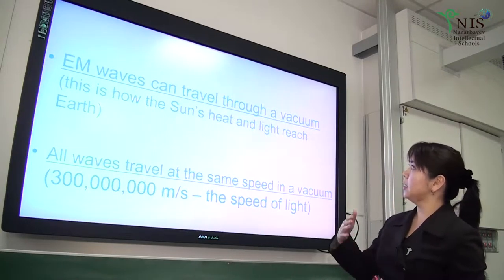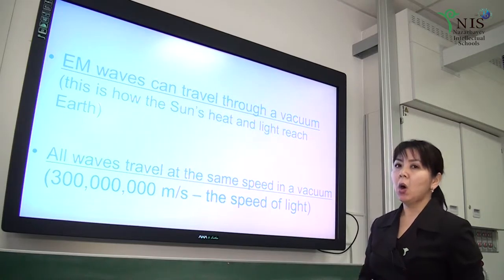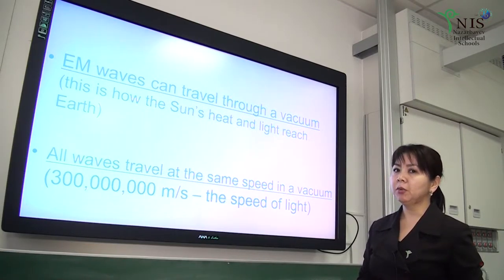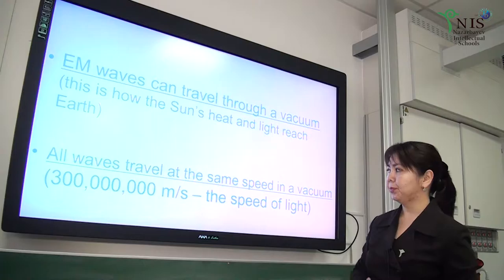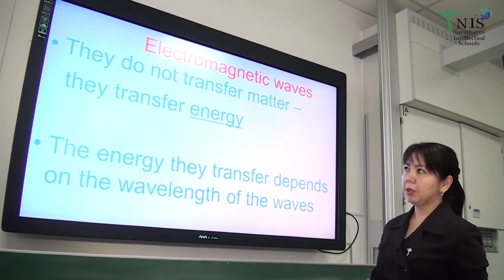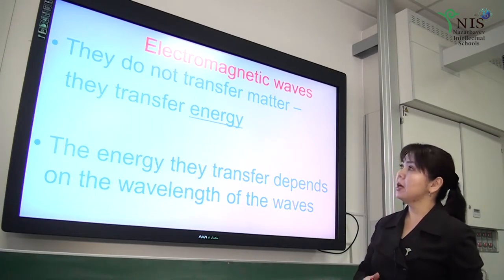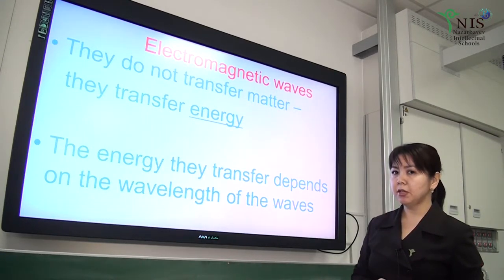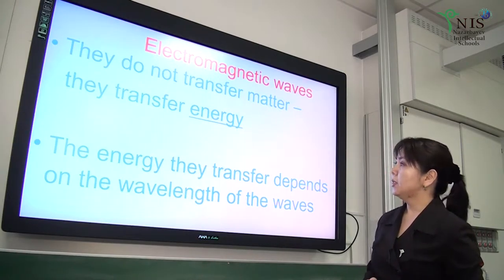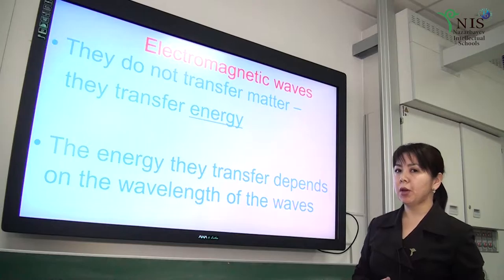For example, the sun's heat and light reach our Earth. All electromagnetic waves travel at the speed of light. Another property of electromagnetic waves is that they don't transfer matter, they transfer energy. And the energy which they transfer depends on the wavelength of the wave.